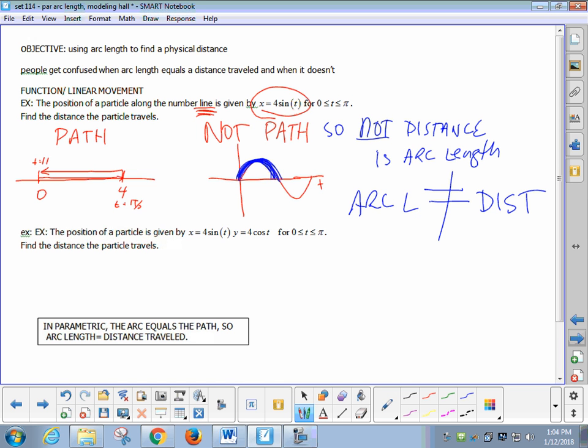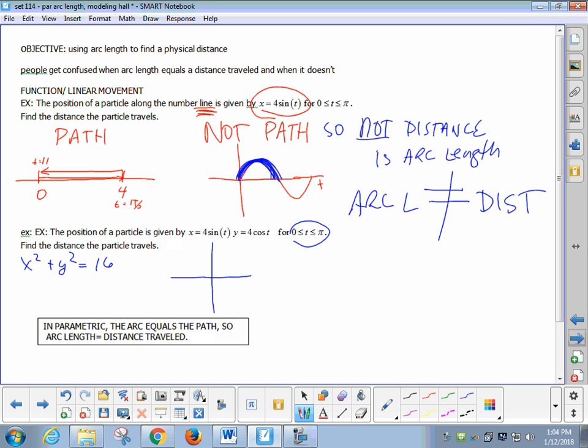So, for example, in 4 sine t, cosine t, can you tell me mentally what would that graph look like? If you graph, now you're not graphing x against time and y against time, you're graphing x what? It's a circle. Okay, perfect. It's what kind of dimensions? It's x squared plus y squared equals 16. Okay, so it's a circle with a radius of 4.